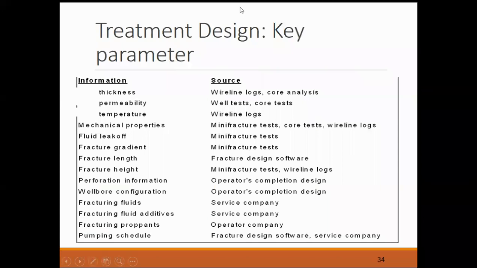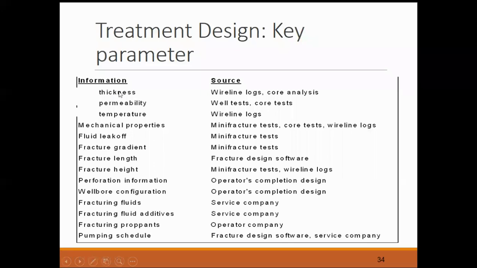What are the key parameters for treatment design? If you are going to design a treatment, what should you be keeping in your mind, right? In the left column there is information: what information is required. And in the right column the source is given: what are the sources of that information? From where can you get that information?